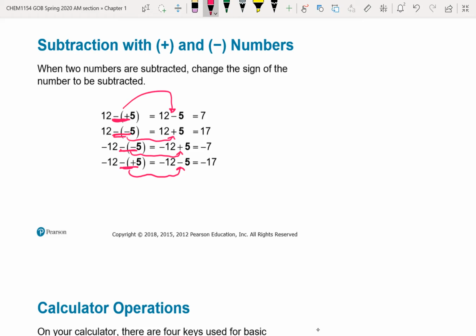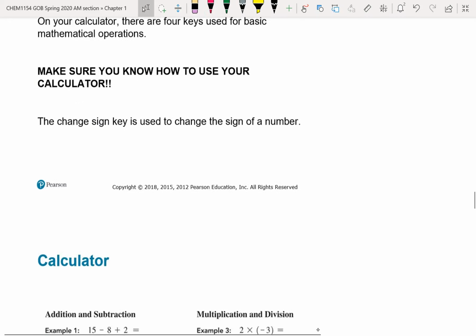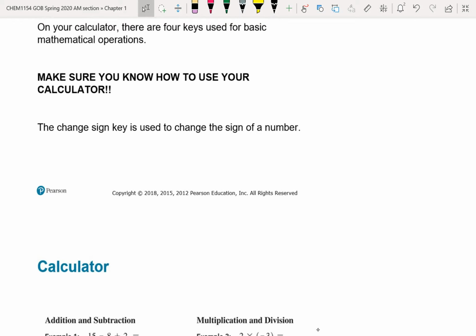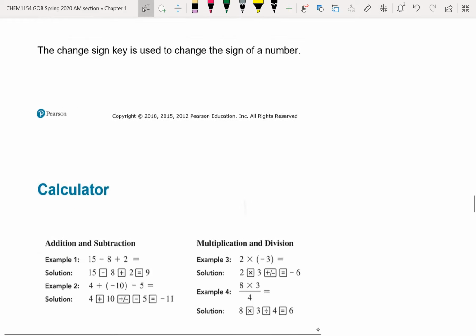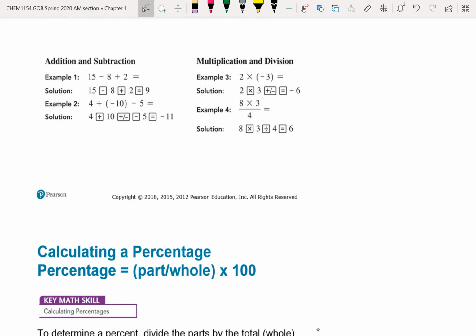It's not like Siri or Cortana or whatever device you use. So it's important that you know how to use your calculator properly. In your calculator, there's a button that you can use to change the sign, and it's usually a plus-minus button. Did you guys bring your calculator to class? If you did, which you should, take it out and let's go through some practice exercises.